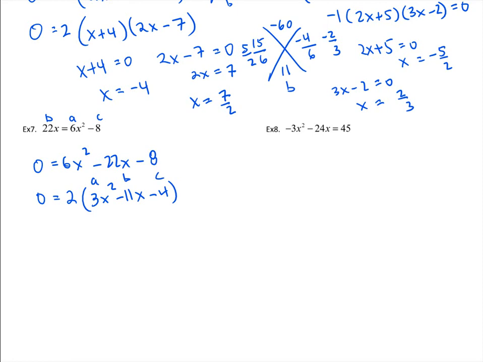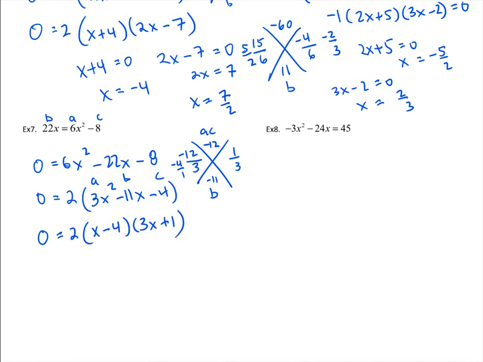Right. So if I use the x, I'm going to end up with AC, B. A times C is negative 12. B is negative 11. So it looks like negative 12 and positive 1 are our numbers. Divide by A, which is 3. So negative 12 over 3. If I reduce that, that's going to be negative 4 over 1, right? So my factors are going to be x minus 4 and 3x plus 1.